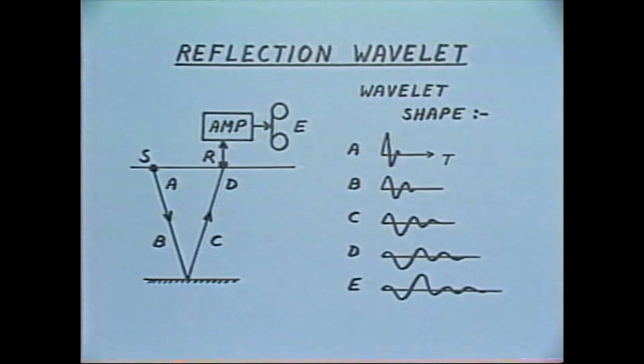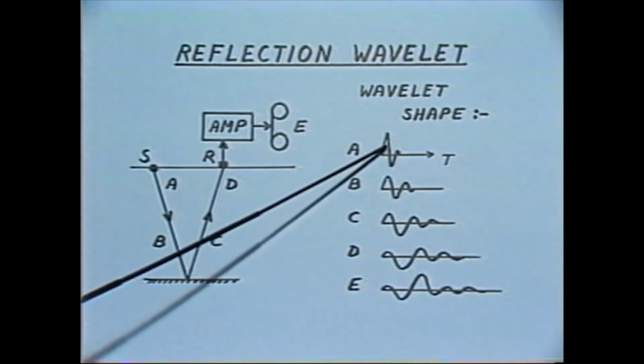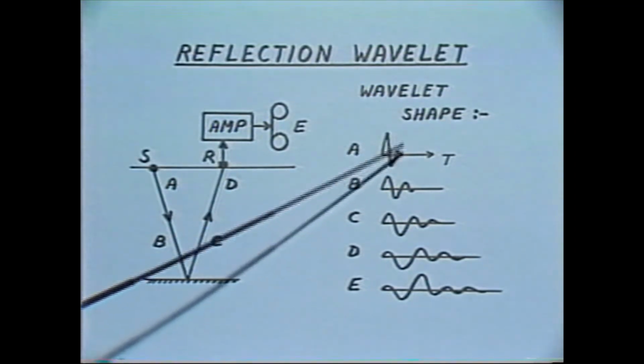Well, so far we've assumed that the shape of the waveform traveling through the Earth was a simple spike. In fact, that is not the case. Even though sources such as dynamite give a fairly sharp impulse, it's not a single spike, it might be some little waveform such as this.